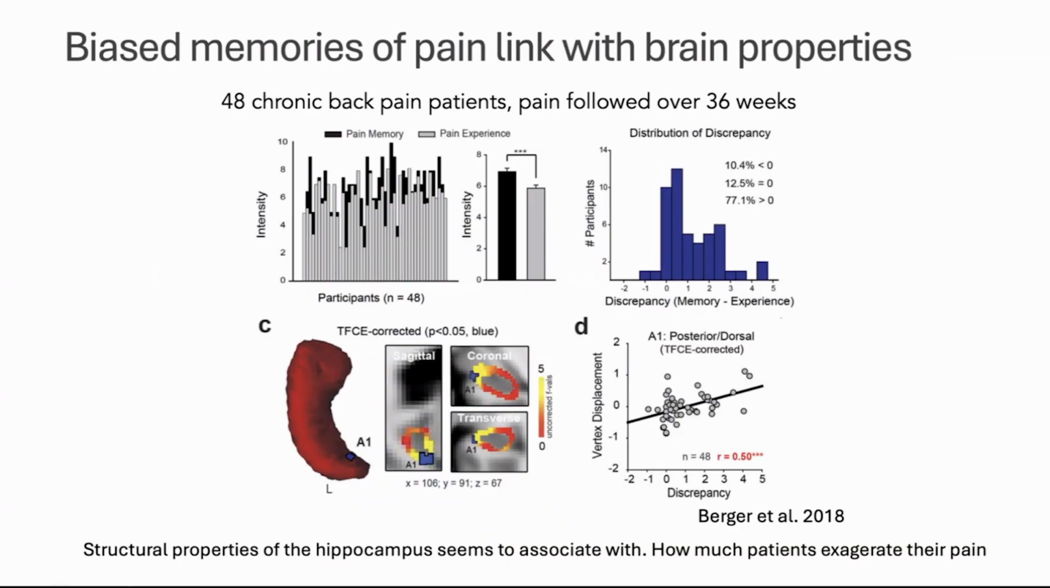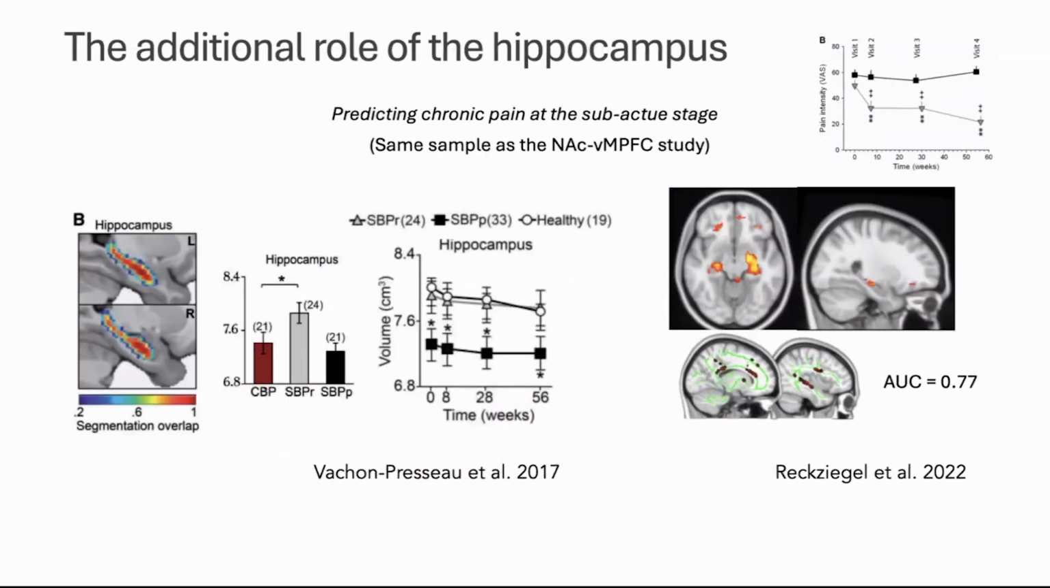So in the same longitudinal study that I showed you before, where we were looking at the nucleus accumbens to the medial prefrontal cortex connectivity, it was also found that the volume of the hippocampus at the subacute stage could predict which patients would go on to develop chronic pain 1 year later, which is shown here. So basically, the subjects that had subacute back pain but then persisted had a much lower hippocampal volume compared to both patients that recovered from their pain and also healthy subjects.